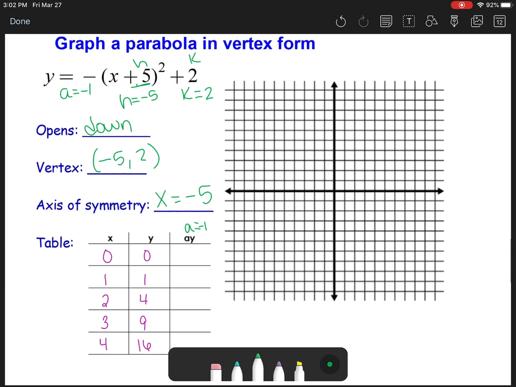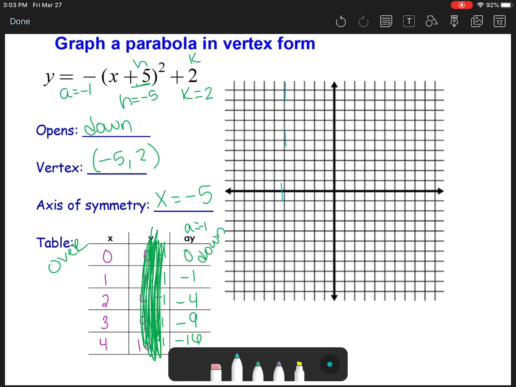Well, we already found our a value, which was -1, so we just need to take that y column and multiply it by our a value of -1. And that will give us 0, -1, -4, -9, -16. Remember to cross off the y column because after we use it to find the ay, we don't care about it anymore. So we're going to go over the x amount from our vertex, and since we have negative values, we are actually going to go down from our vertex.